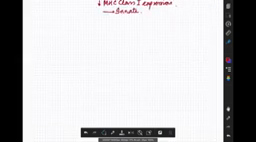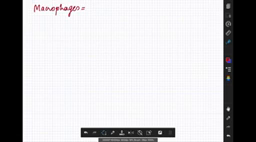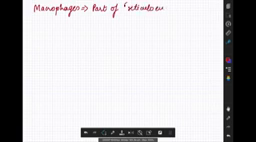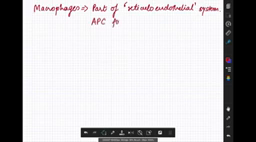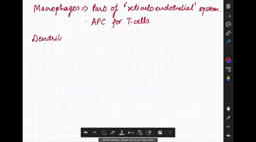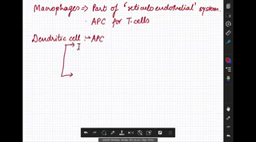Let's start with the macrophages now, or mononuclear phagocytes, and they are a part of the reticuloendothelial system of the body. They process and present the antigens to the T cells. So they act as antigen presenting cells also for the T cells. And the last one is the dendritic cell. Dendritic cells are also antigen presenting cells, and these are further divided into two types. One is interdigitating dendritic cells and the other one is follicular dendritic cells.